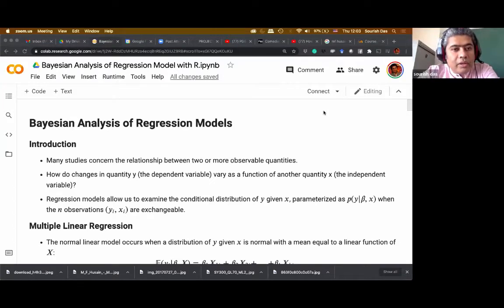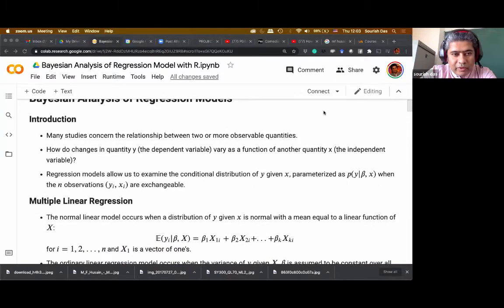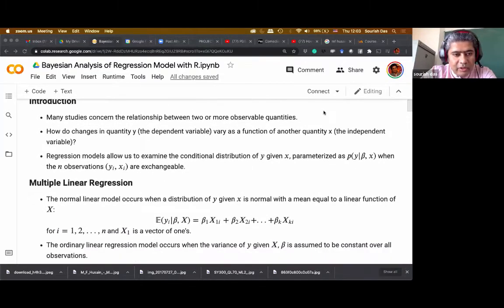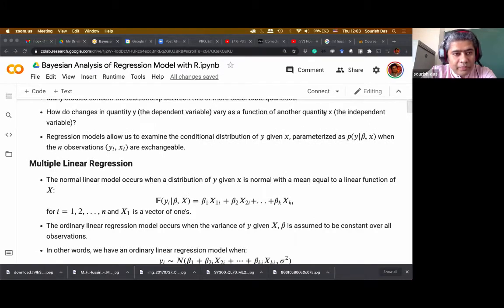So today we are going to start discussion on Bayesian analysis of regression model, or how Bayesian statistics approach to regression model. And as you know, regression model is one of the most favorite, or mostly used models.